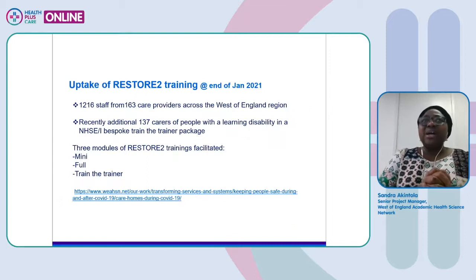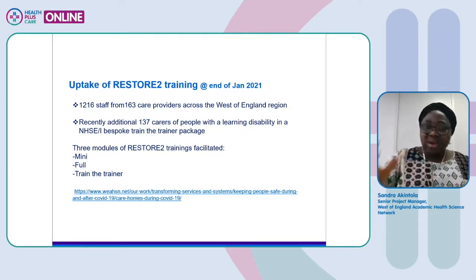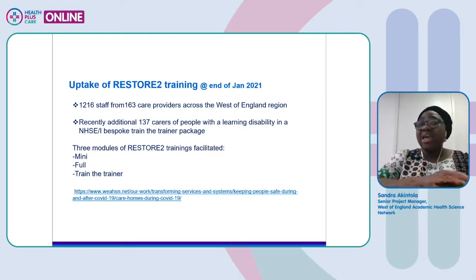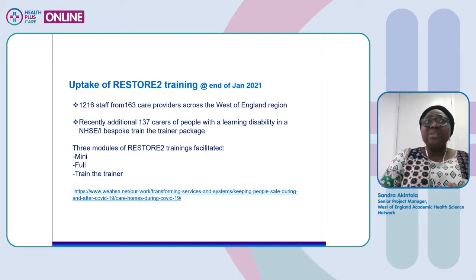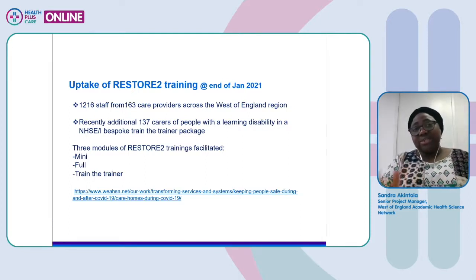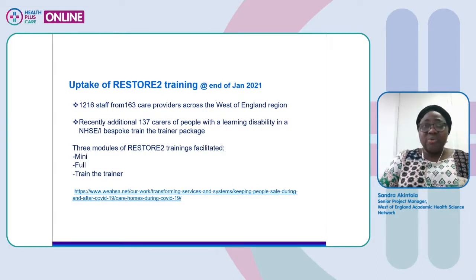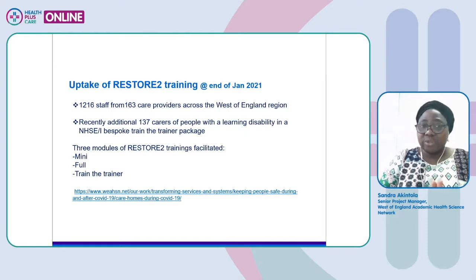I've put in a bit of statistics in terms of training for the West of England Academic Health Science Network. We offer the training to every care home, residential, nursing, and domiciliary care provider in our patch. To date, we've had about 1,216 staff from 163 care providers trained across this region. And like Jeff mentioned in his last slide, since February we've been training carers of people with a learning disability in using the Restore2 Mini tool, and we've managed to train 137 of them.